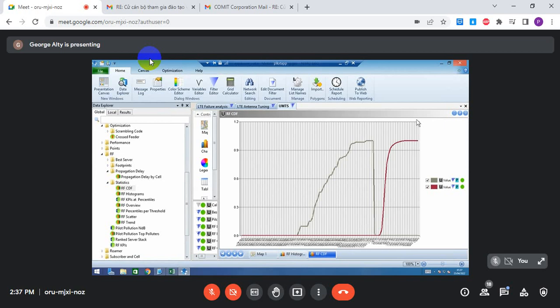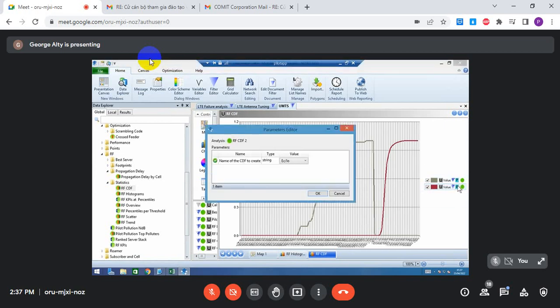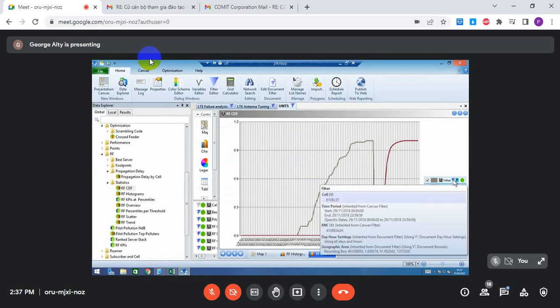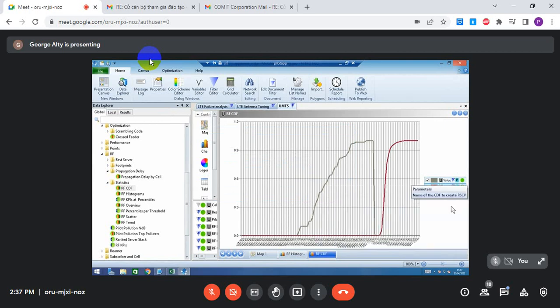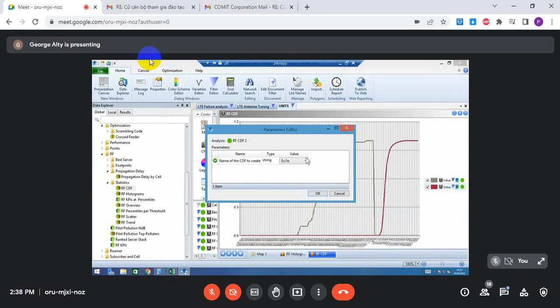Now I know why. I'm looking at two different values. So you've got to make sure that when you do this, you're looking at the same thing. So here are the parameters, and what I'm going to do is look at the RSCP on this one. There we go.